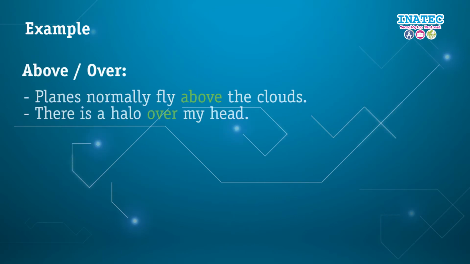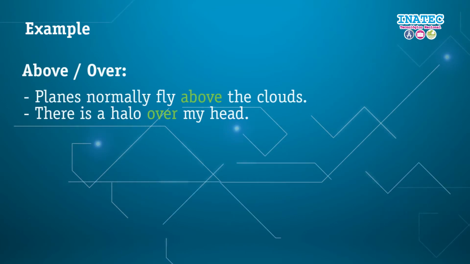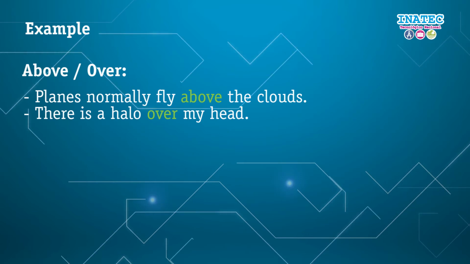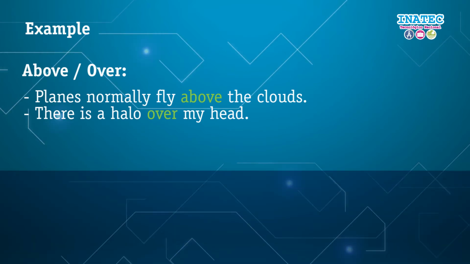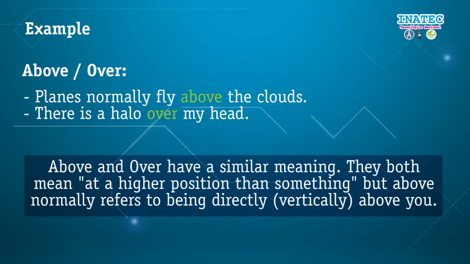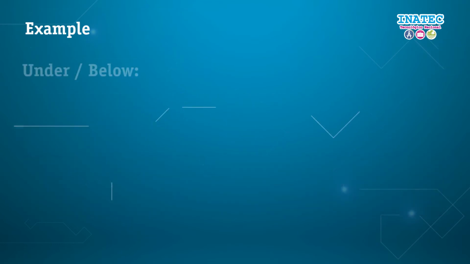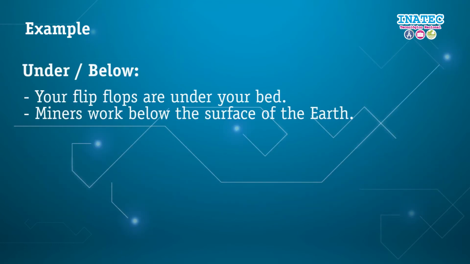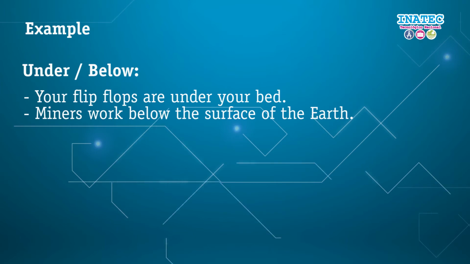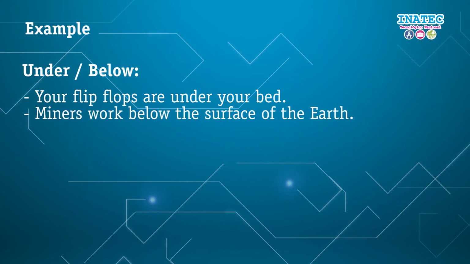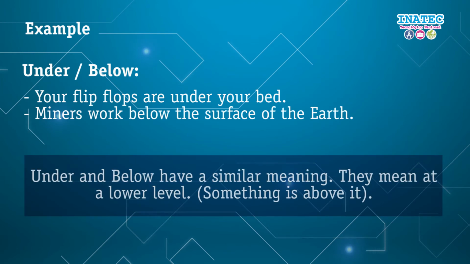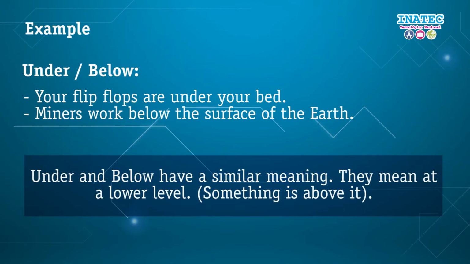Above, over. Planes normally fly above the clouds. There is a halo over my head. Above and over have a similar meaning. They both mean at a higher position than something, but above normally refers to being directly vertical. Under, below. Your flip-flops are under your bed. Miners work below the surface of the earth. Under and below have a similar meaning. They mean at a lower level. Something is above it.